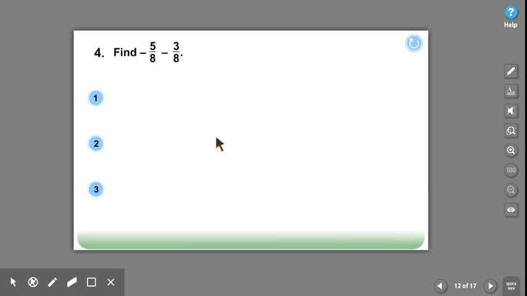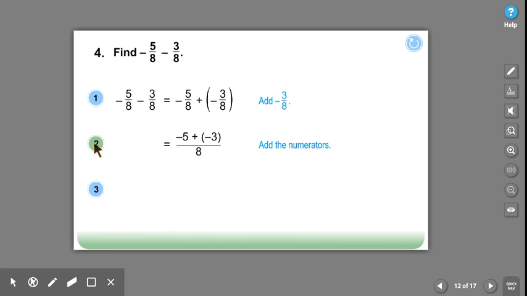Example 4 on page 285, find -5/8 minus 3/8. So the first thing we're going to do is rewrite our subtraction sentence as an addition sentence. So instead of saying -5/8 minus 3/8, we're going to say -5/8 plus -3/8. Again, changing subtraction to addition, and the second number turning into its opposite. So now all we can do, since the denominators are the same, is add the numerators, so -5 plus -3. And that answer is -8 over 8, or it just equals -1.